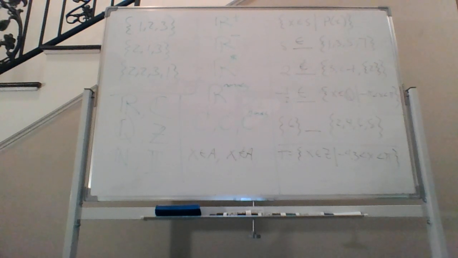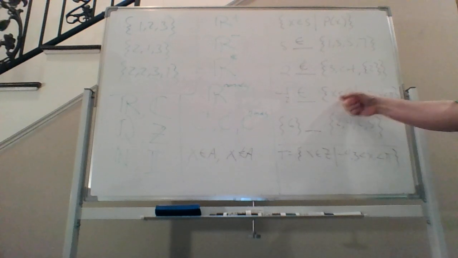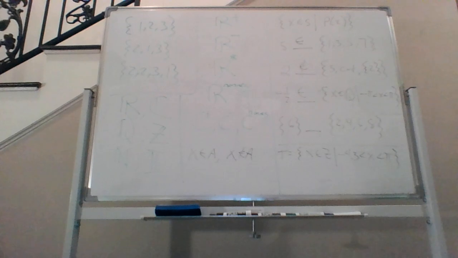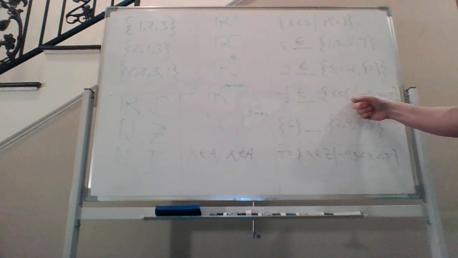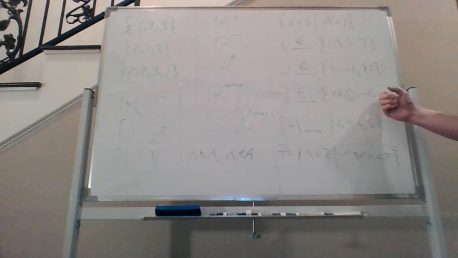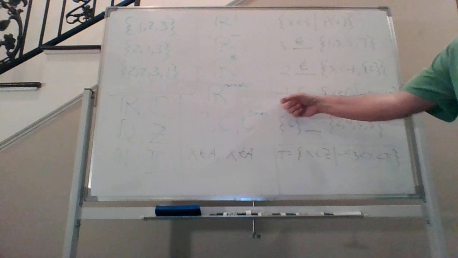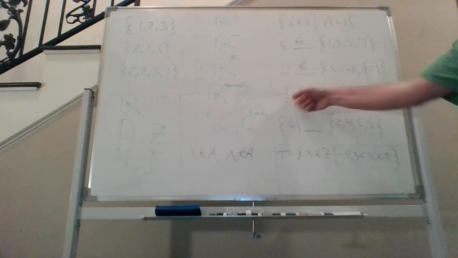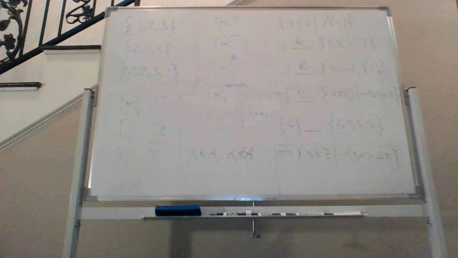Now, just for contrast, what if my set had been x in Z such that minus pi is less than x is less than pi? If this had been x in Z, I wouldn't even have to check the P of x condition here, because negative a half is not an integer, it's a rational number. So if this had been Z, negative a half would not have been an element.